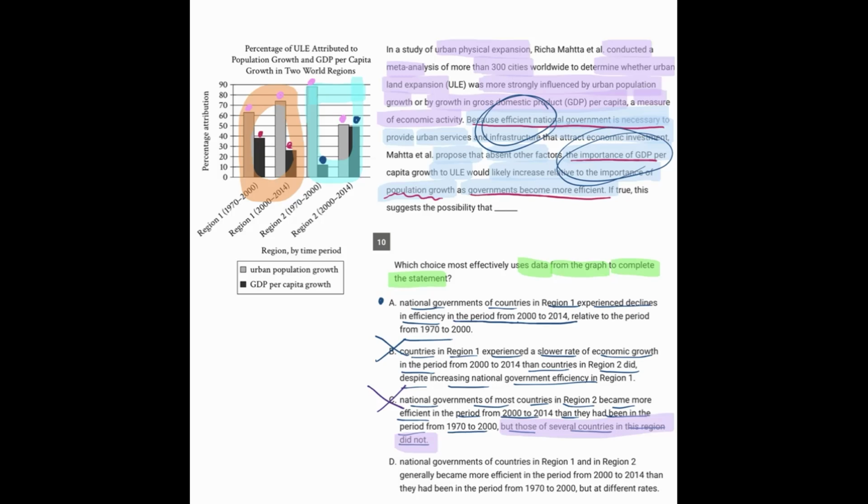So now looking at D, national governments of countries in Region 1 and Region 2 generally became more efficient in the period from 2000 to 2014 than they had in the earlier period. Well, that's saying that the two charts are similar, but as we looked at them, the two charts were really different because the relative importance of population growth compared to GDP behaved totally differently in the two regions. So we're not really looking for similarities in the regions. So the answer here is A.